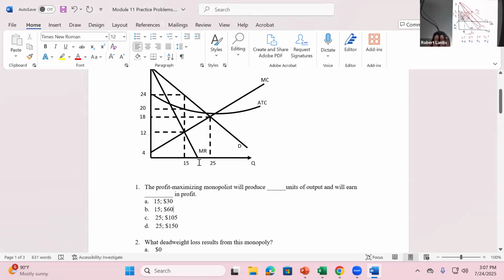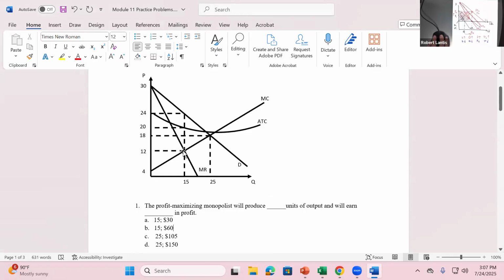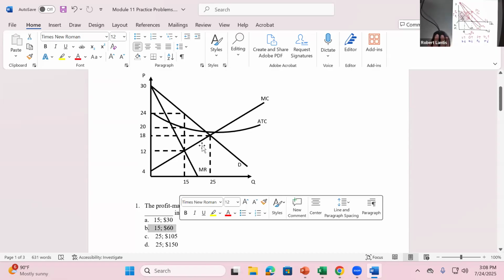And then what is the level of profit? Well, it's the difference between the price I'm setting, which is 24, go up the demand curve, and my average total cost, times the quantity I'm selling. So 24 minus 20 is 4, times 15 should be $60.